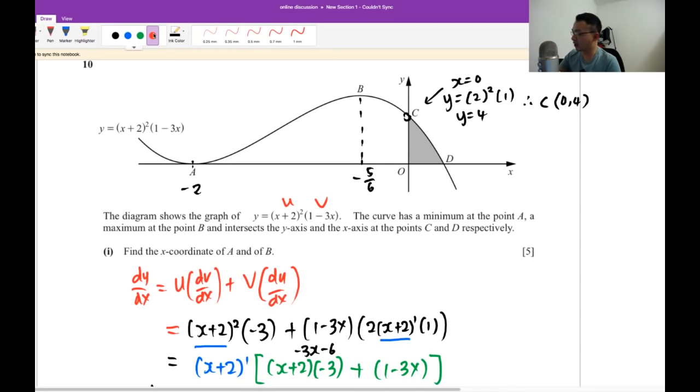And they ask you to find the coordinate D also. The x-intercept means y equals 0. When y equals 0, I will solve the equation 0 equals x plus 2 squared times 1 minus 3x. Now you have x equals negative 2, or x equals 1 over 3. But obviously x here is positive, so I will reject negative 2. I will take 1 over 3. Therefore, coordinate D is 1 over 3, 0.